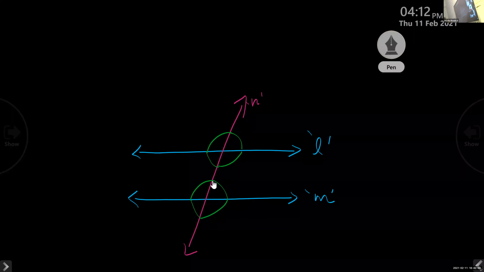Now, can you tell me what are the different types of angles? Can you name them?